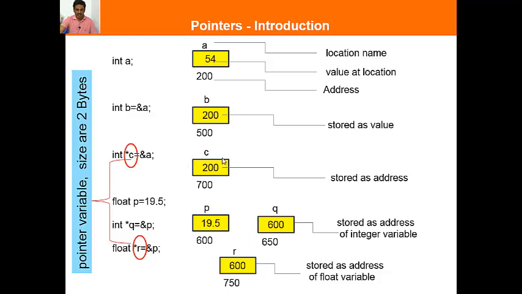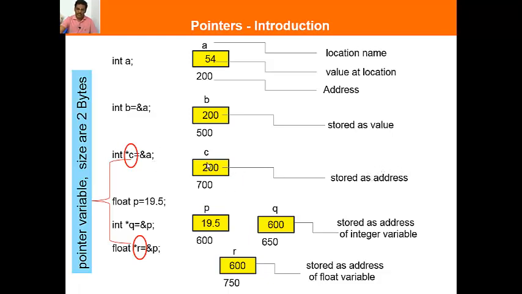The size is also 2 bytes. All pointer variables are 2 bytes in size, because the address of any type of variable is in integer format. So int *c = &a. What is &a? That is 200. The 200 is assigned to c, but it is stored as an address, because c is a pointer variable. A pointer variable can store only addresses. If you try to assign a value, it is converted into an address. Here we assign the address &a, which is 200, to c.